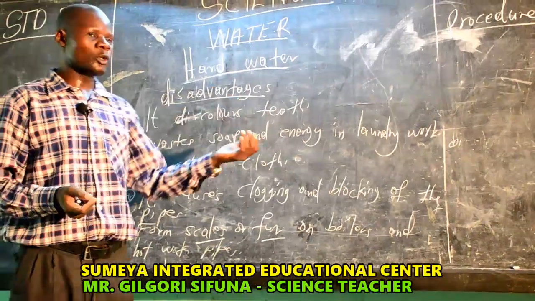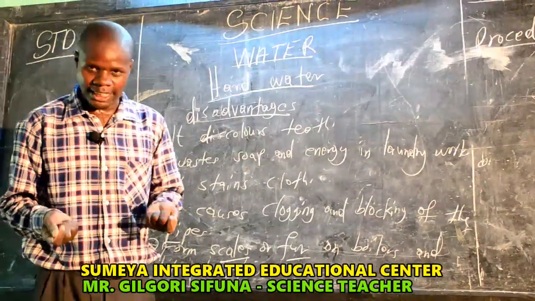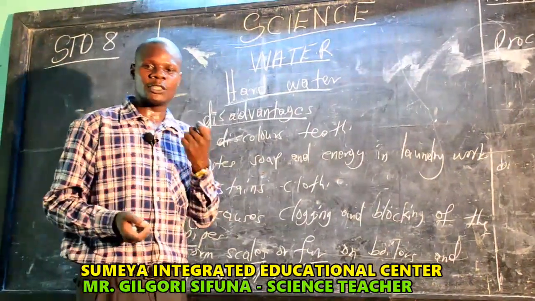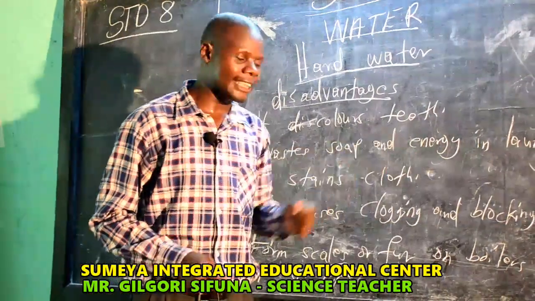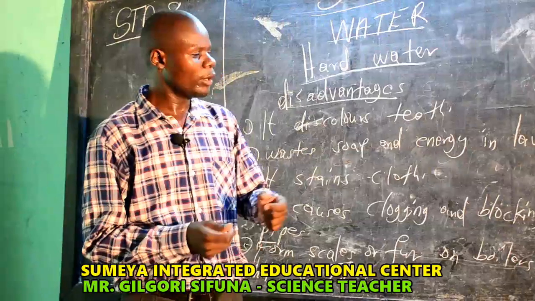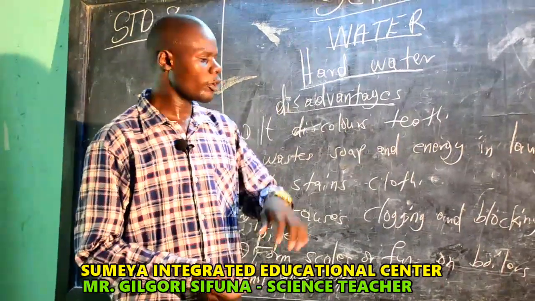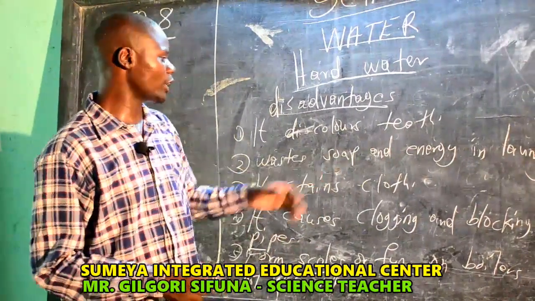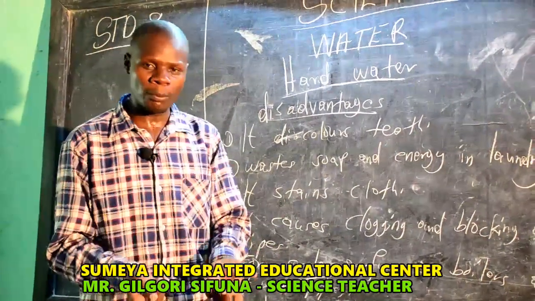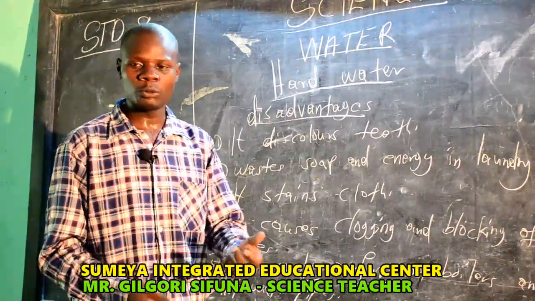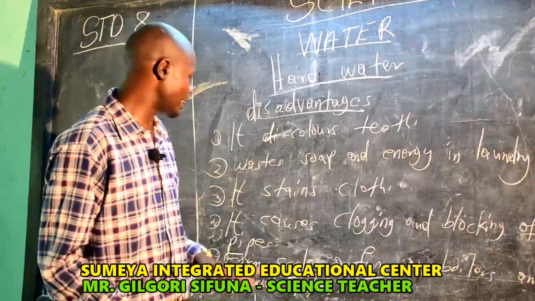When we talk about disadvantages, these are now the demerits. It discolors teeth. Although it has a good taste, it discolors teeth. It wastes soap and energy in laundry work. When you are washing your clothes or any washable material using hard water, you will find that it is not lathering fast. So it wastes a lot of soap and also energy. For you to produce lather, you have to use a lot of energy.